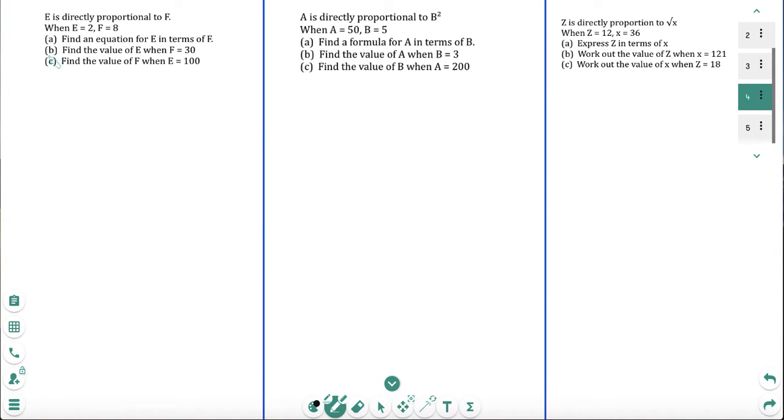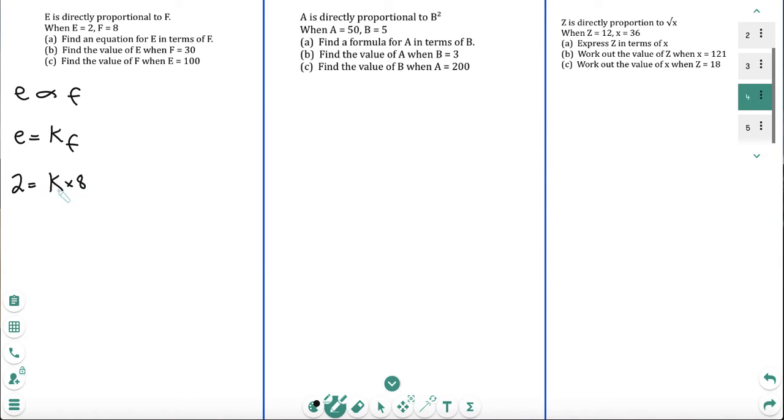Well, part 1, the equation. So I know E is directly proportional to f. And that's how you write that E is directly proportional to f. So we're going to write E is equal to the constant times f. When E is 2, f is 8. So I'll replace E with 2 and k, and then f is 8. And k8 means k times 8.